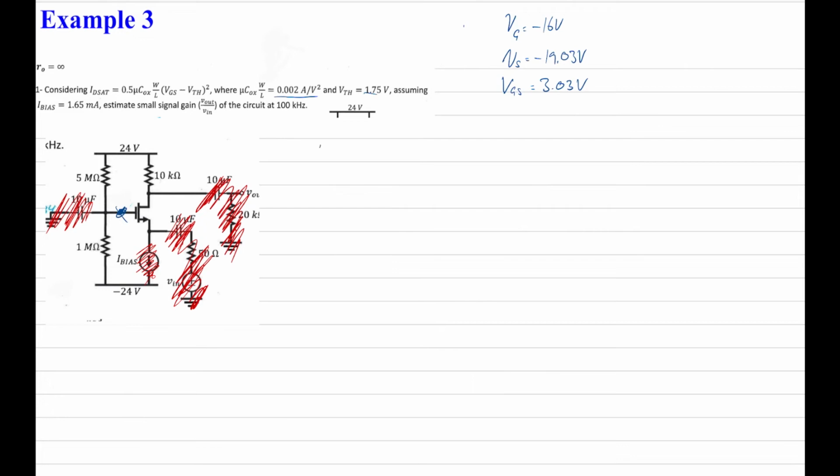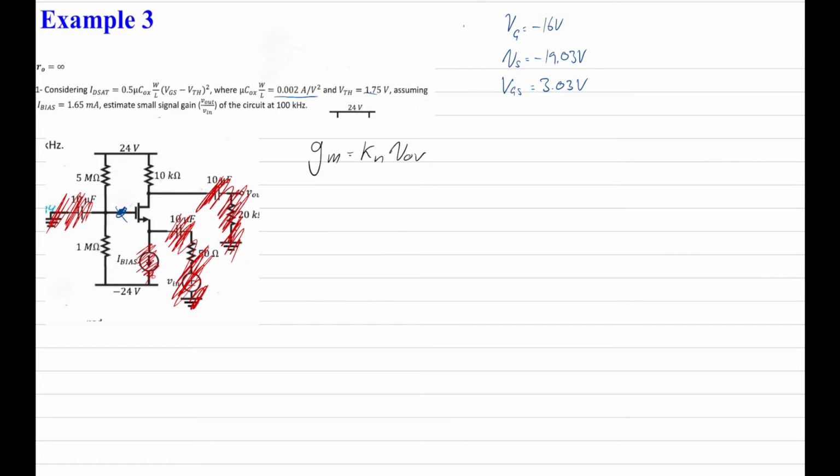We also know that gm equals Kn Vov, and this is going to be important because we're going to need to work out the reciprocal, 1 over gm, and that's going to form part of the resistance in the hybrid pi model, which we're asked to do: estimate the small signal gain of the circuit. So we're going to need to look at the hybrid pi model for this, or the hybrid T. Let's have a look at this.